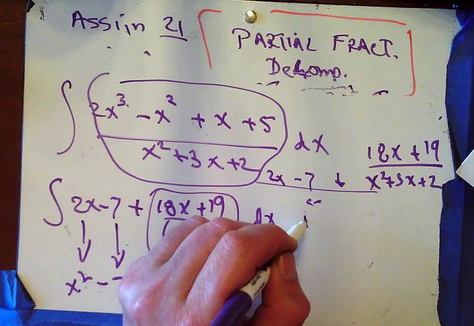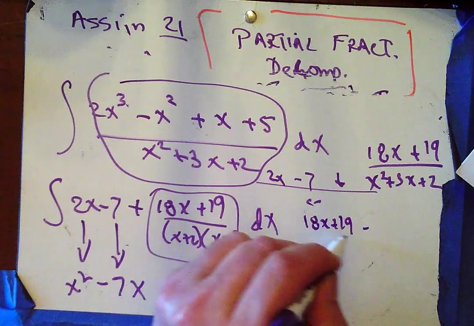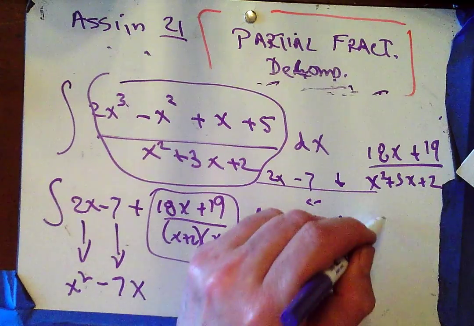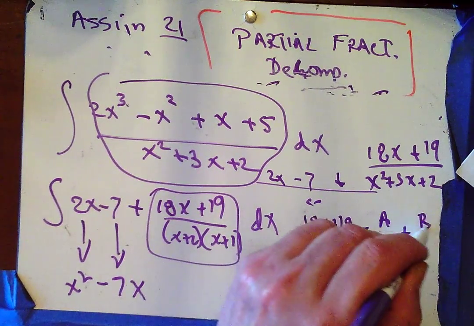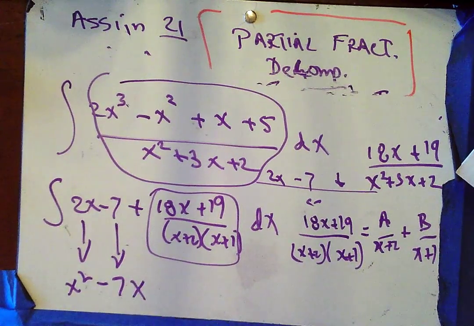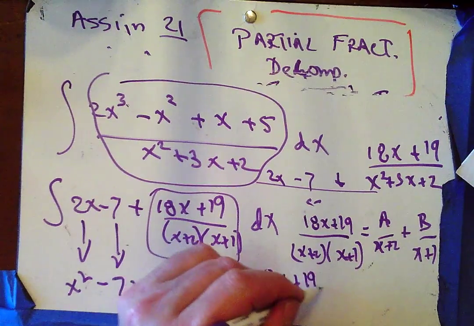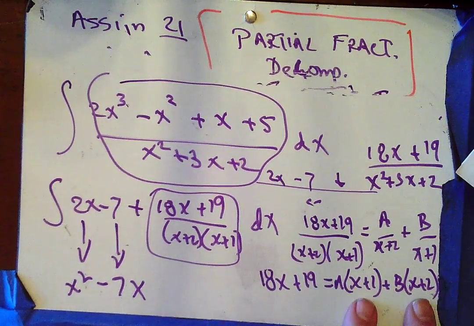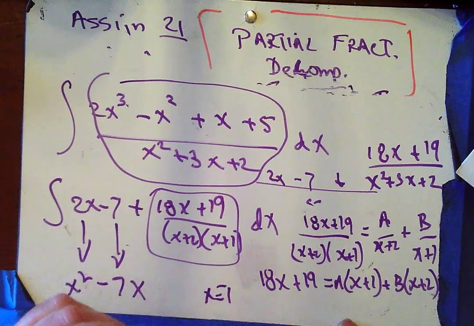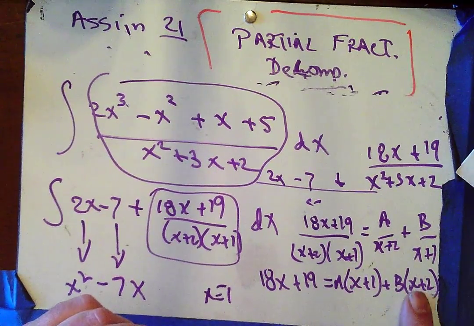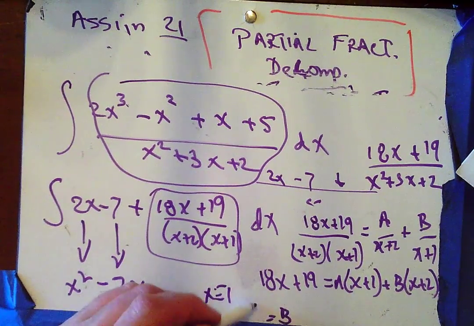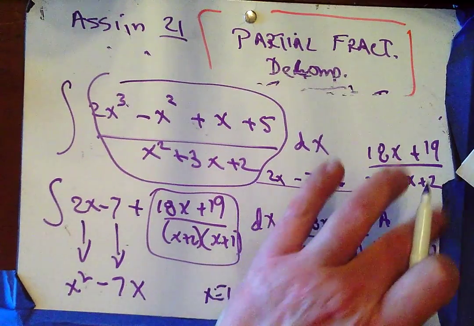We've got 18x plus 19 over x plus 2, x plus 1 should equal a over x plus 2 plus b over x plus 1. When I multiply everywhere by the least common denominator, I get 18x plus 19 equals a times x plus 1 plus b times x plus 2. Look, two magic numbers and only two constants to find. Piece of cake. If I make x equal to negative 1, this goes away. Negative 1 plus 2 is 1b. And over here, if I make x equal to negative 1, I have negative 18 plus 19, which is 1. So I know that b is 1.